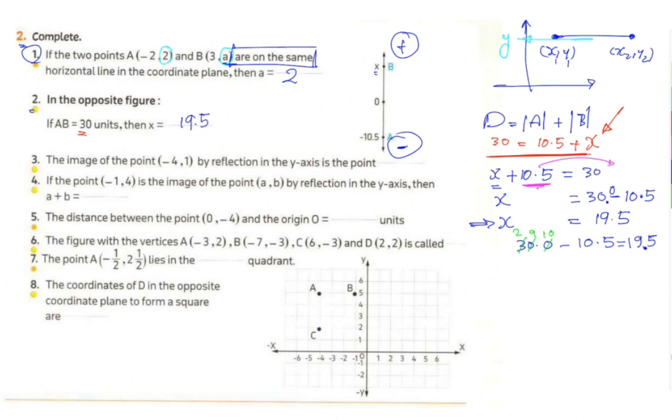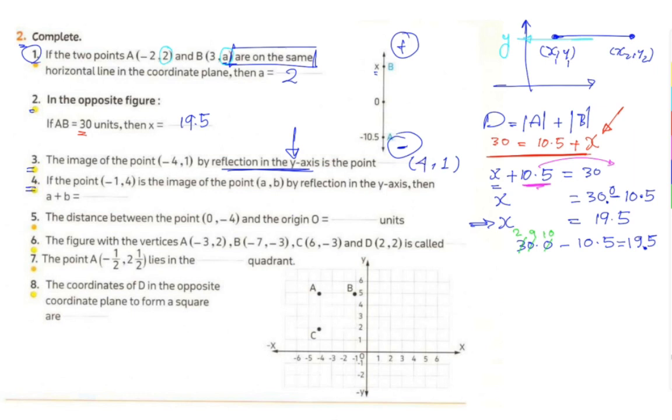19.5. That's okay. Next, point 3. The image of the point negative 4 and 1 by reflection in the y-axis. Of course, we have X and Y coordinate, reflection on the y-axis, no change of Y, just change the sign of X. So the result image will be the same Y, 1, and negative 4 will be 4.